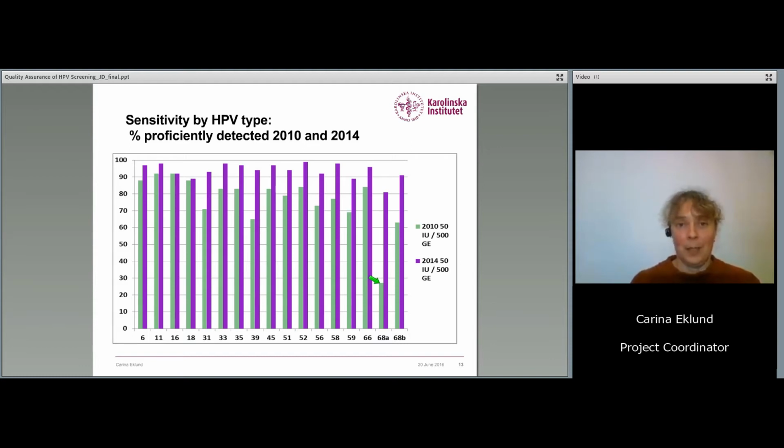And you can also see that the green bars are for 2010 and the purple bars are from 2014. The sensitivity reported by the laboratories has increased for almost all HPV types. So by 2014, most of the results reported close to 90% sensitivity by HPV type.